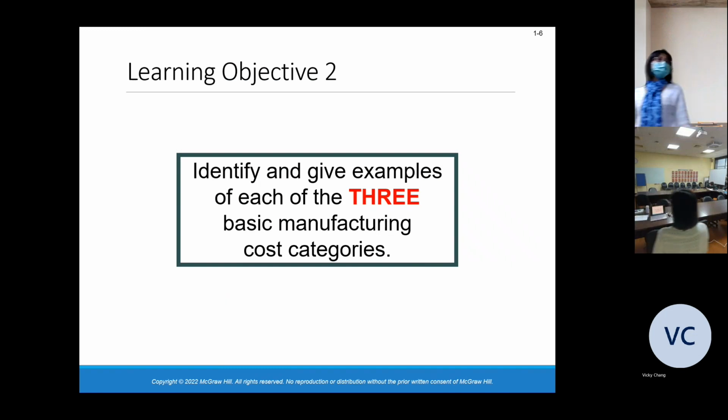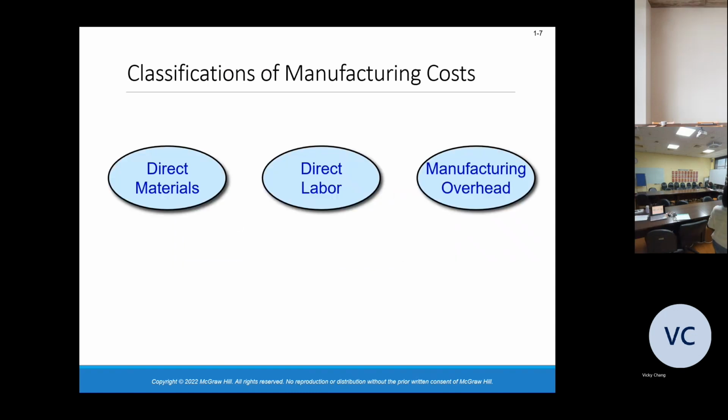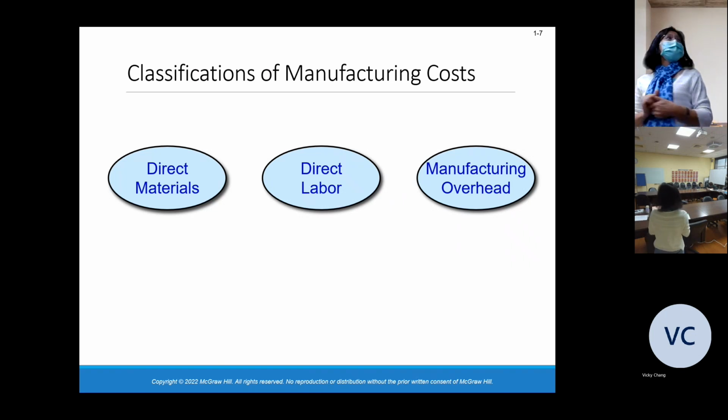Now we are talking about the three basic manufacturing cost categories, because we keep saying direct material, direct labor, and manufacturing overhead. They are the three major cost categories for manufacturing companies. For direct materials, we will call it DM for short, direct labor we will call it DL, and manufacturing overhead we call it MOH.